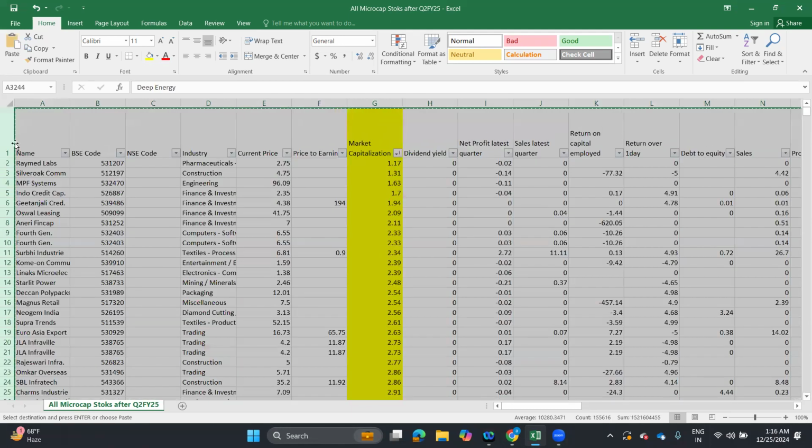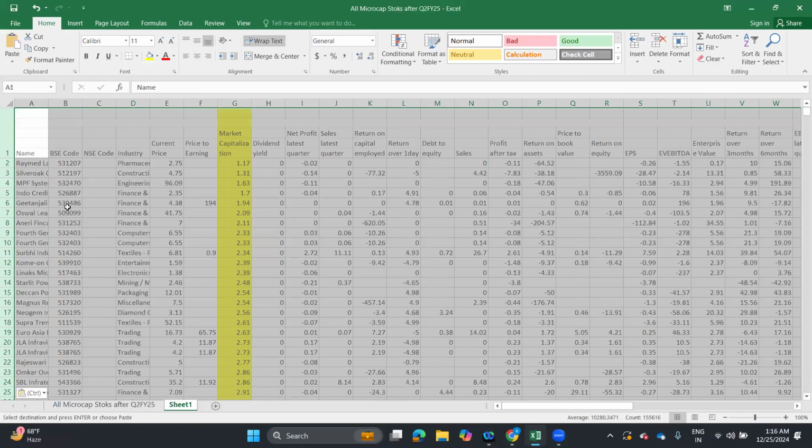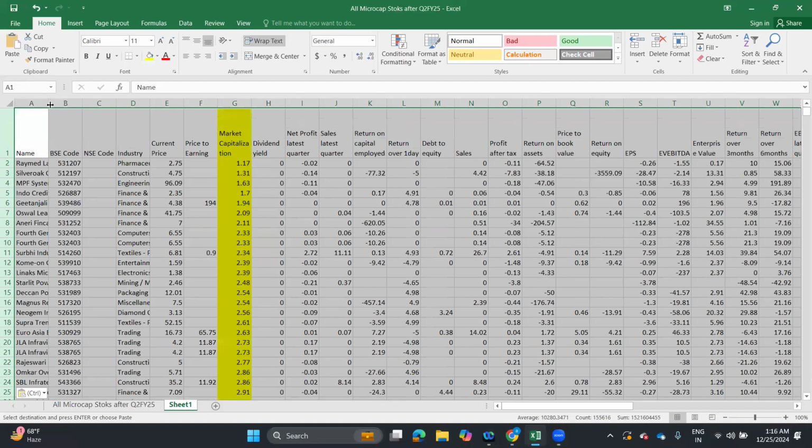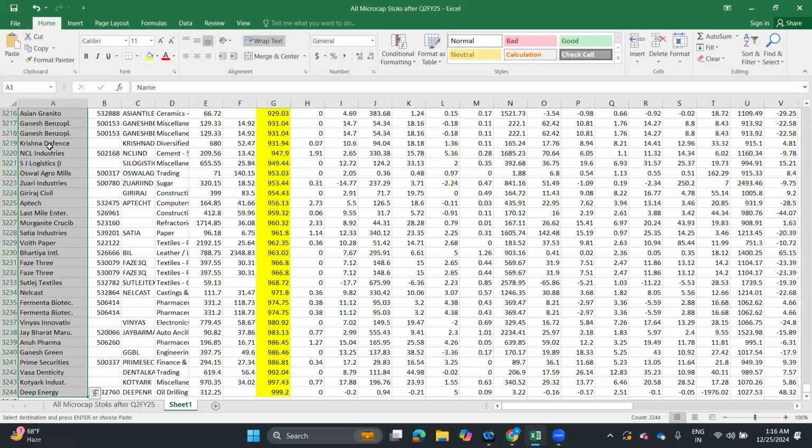I have selected. Now I'm taking this data. I've selected the stocks till 1000 crore, and now I'm taking it in a different page altogether. Correct. Now my list is already relatively small. See, still this list is quite big.